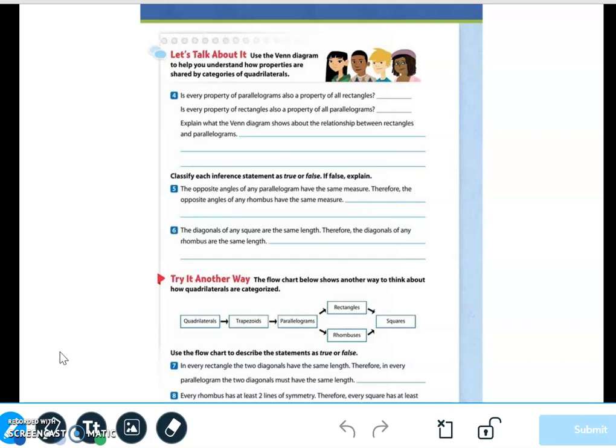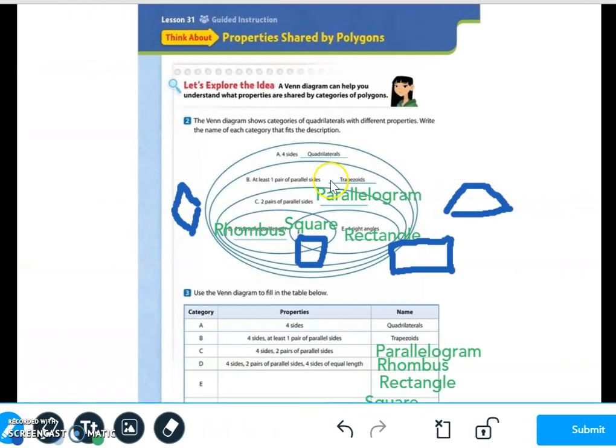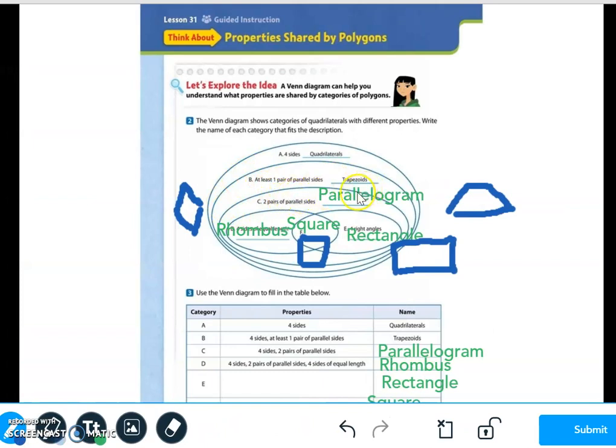Next, we're going to take our time and answer question 4. It says, is every property of a parallelogram also a property of all rectangles? Let's think of that first. Let's think about properties of our parallelogram, but then think about properties of our rectangle. We can go back to this slide also. We saw what our parallelograms were, and let's look at our rectangles.